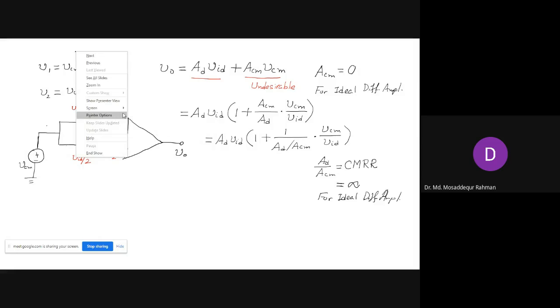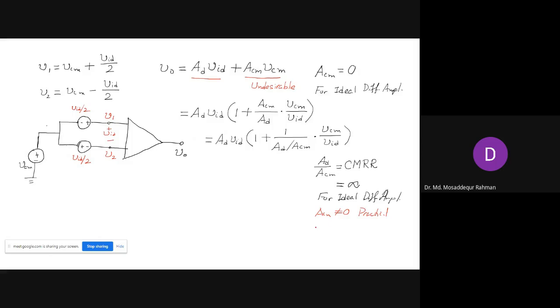Right? So for a practical differential amplifier, because ideal is infinite, but a practical differential amplifier will always have some non-zero value, ACM will not be zero. And CMRR will be finite, it will not be infinite. You will have some finite value for CMRR. But ideal is zero for ACM, infinite for CMRR.